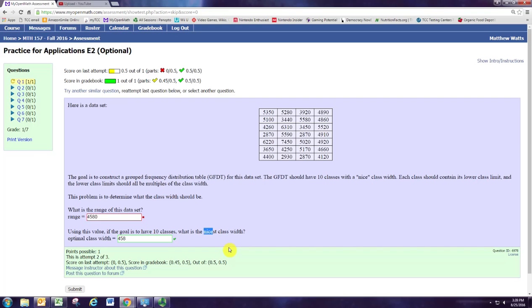So 458 would round up to 500. Which is a nice number, and the closest nice number that is greater than 458.